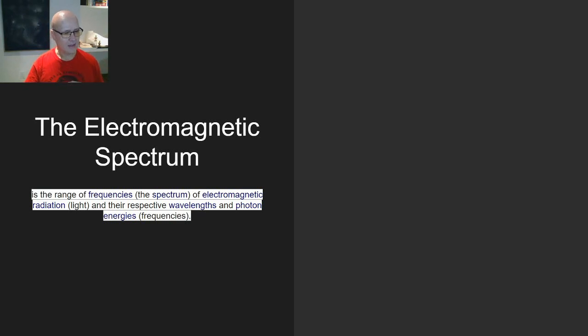There's red, but there's a lot of different kinds of reds: darker reds, lighter reds, more purpley reds, more orangey reds. You know what I'm talking about if you're into art. That's an example of a spectrum that you can picture in your mind. So it's a range of frequencies of electromagnetic radiation. It's another way of saying light, and their respective wavelengths and photon energies or frequencies. It's also a cool picture, which I'm going to show you in a bit. But let's talk about some of these words a little bit.